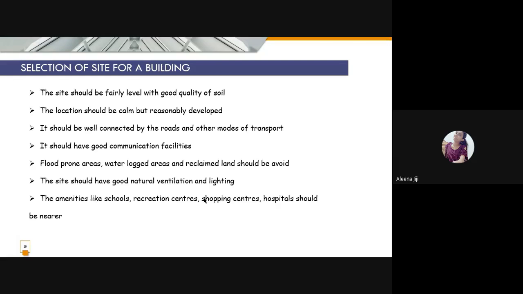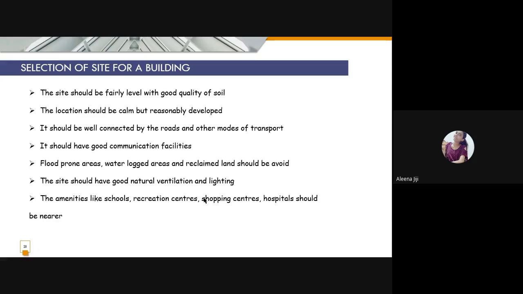Okay, sir. It should have good communication. That means good internet connection, and also more facilities. Okay. Should have good communication facilities. And the next one, should avoid flood areas and the lands which cause many problems like that.